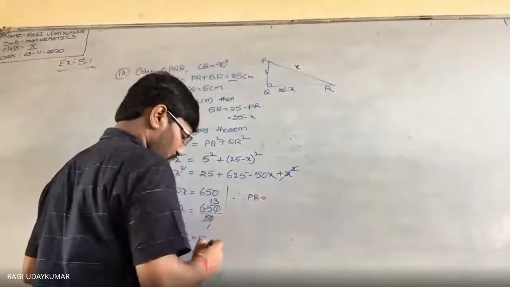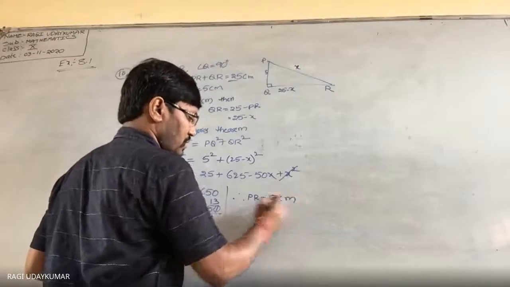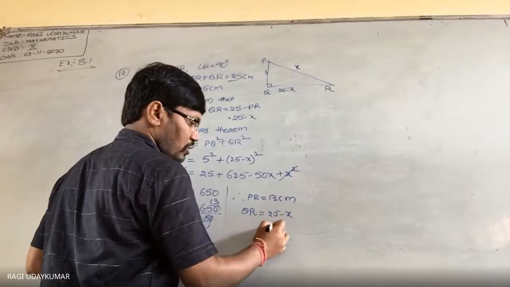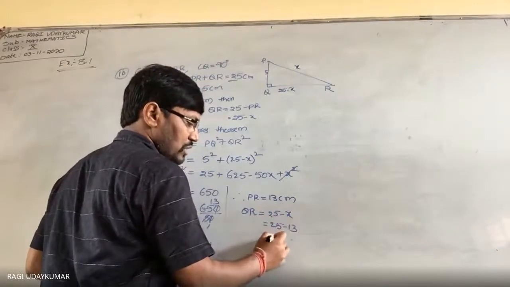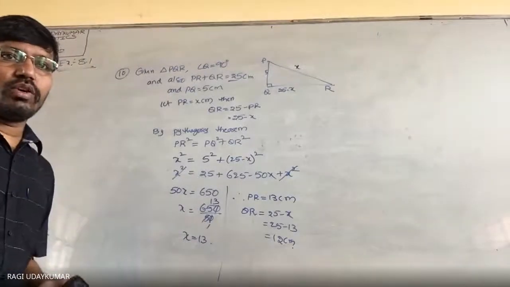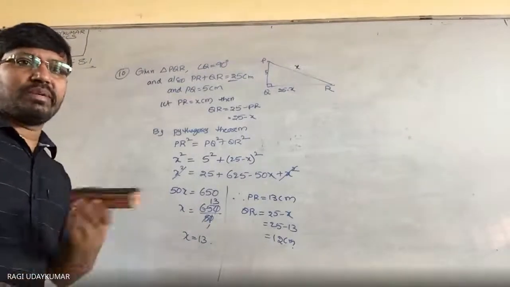PR is equal to 13 centimeters. Therefore, QR is equal to 25 minus x. So 25 minus 13, which is equal to 12. So all the trigonometric ratios you can find out: sin P, cos P, tan P.